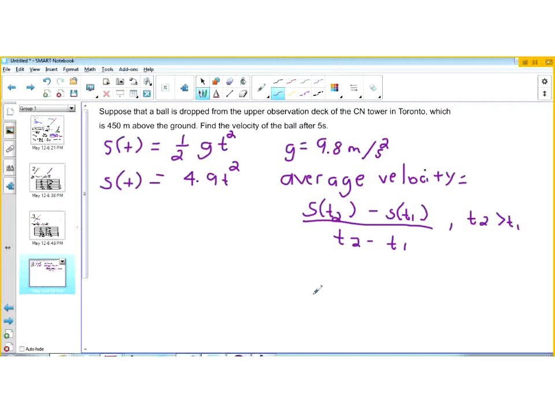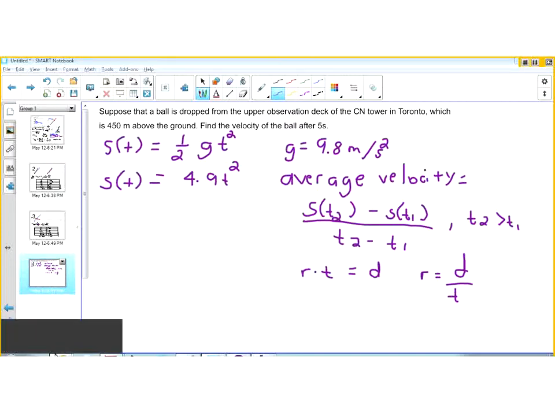So, from algebra, you may have heard that rate times time is equal to distance. Well, average velocity is basically your rate, which is equal to your distance, which is the difference in the positions on the number line, for instance, divided by time. So this would be the analogy. Okay, and what is average velocity? Well, here's one perspective we can take.